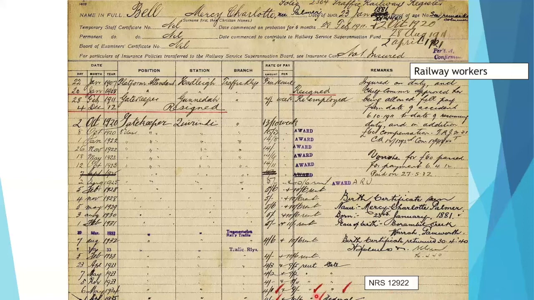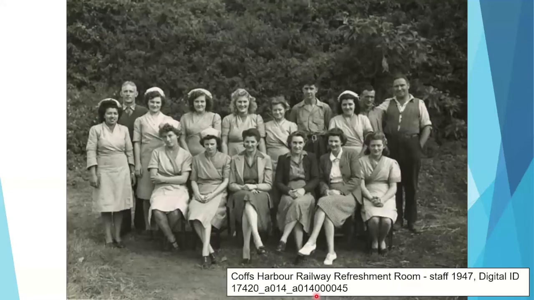And here we just have a lovely picture of some women who were employed by the railway refreshment rooms at Coffs Harbour in this instance. So other places that you might see women in the railways might be as machinists and bobbin winders and clerks and cleaners, refreshment room ladies, gatekeepers, those sorts of things. They look very happy. I think these Coffs Harbour ladies, it's a beautiful area to live in.